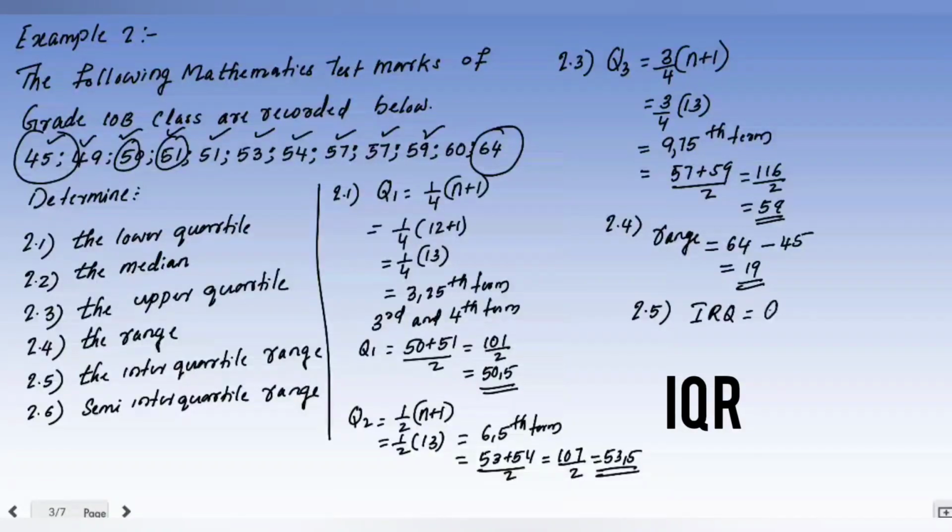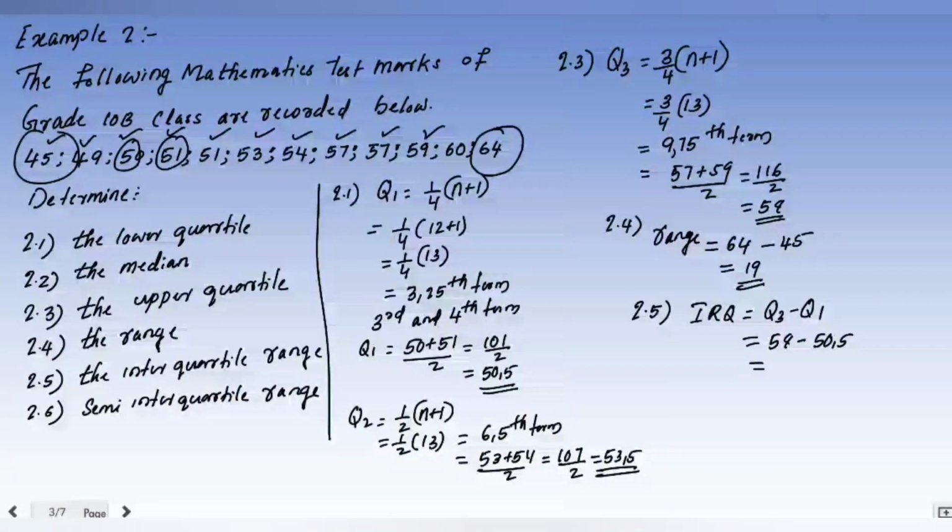Next one is 2.5, the interquartile range. IQR, interquartile range. How do we calculate? Q3 minus Q1. We got both of them. What is Q3? 58. Minus what is Q1? Q1 is 50,5. So it is going to be 7,5. We got it. That is IQR.